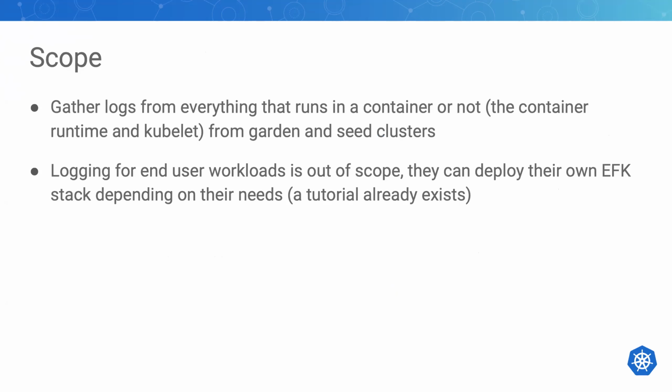So I would like to also share what the scope is. The scope is to get the logs from everything that runs in the Garden and the seed clusters. And by everything, I mean any workload that runs in a container or on nodes. For example, the kubelet and the container runtime itself write their logs to journald, so it should get them as well. And what the logging stack is not: the logging for end users is out of scope. They can deploy their own EFK stack depending on their needs.